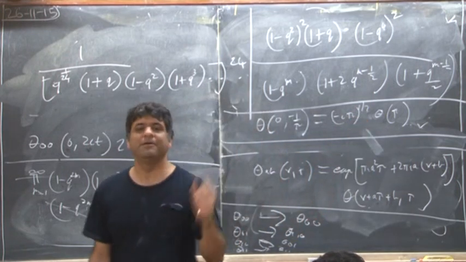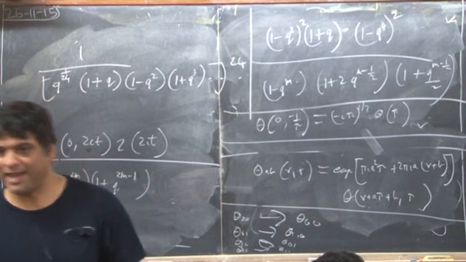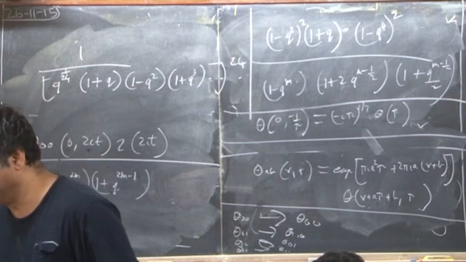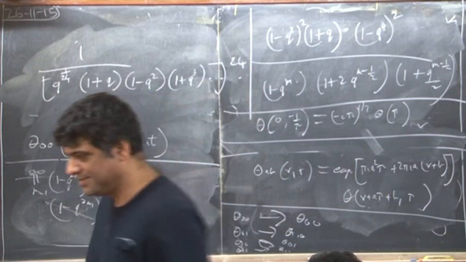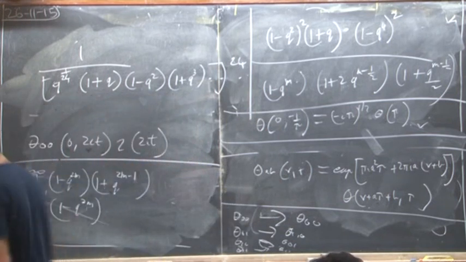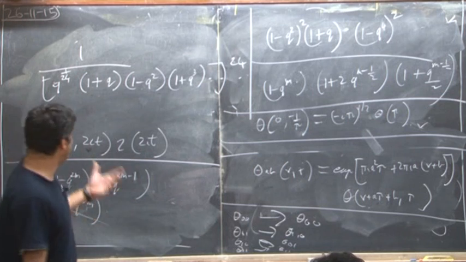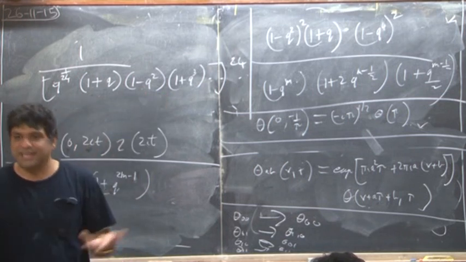You use that, plug in, and that gives you exactly what that is. I won't go through this exercise. It's very similar to what we've done, except that you have to use the modular transformation property also of the theta, not just eta.